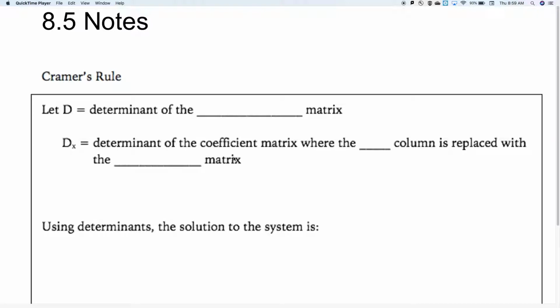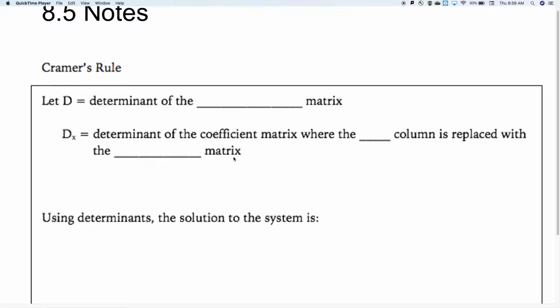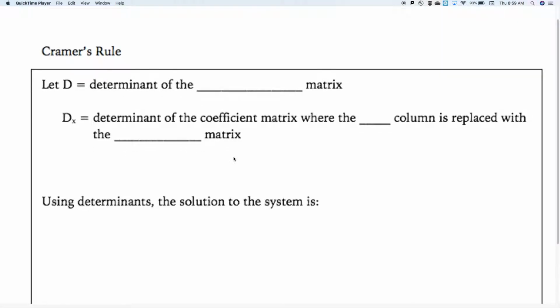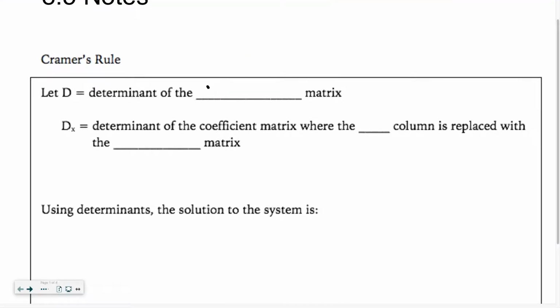So now here's the third one, Cramer's rule. We're going to use determinants. So we're going to let D, big capital D, be the determinant of the coefficient matrix. Okay, so we saw coefficient matrix back in matrix equations and inverses. It's just the numbers, so it'll be a square matrix, that are in front of your unknowns.